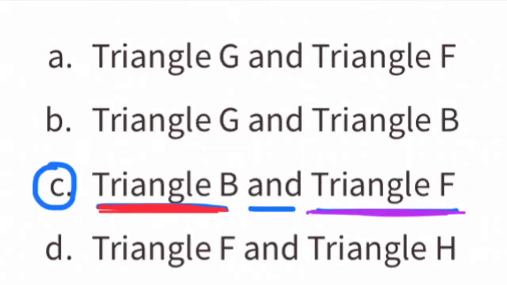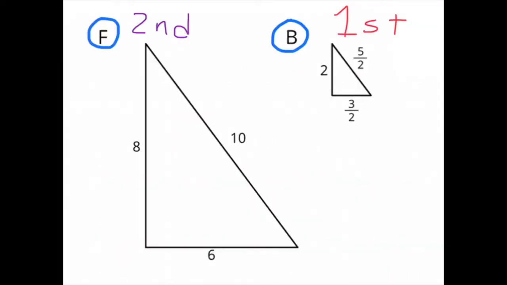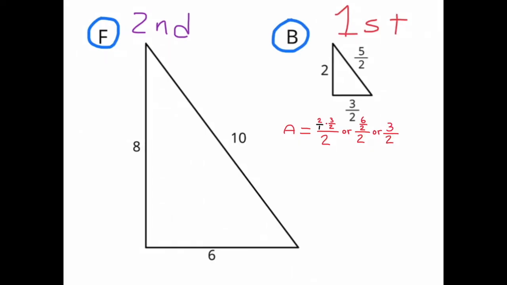C. Triangle B and triangle F. Triangle B is the first triangle mentioned, and triangle F is the second triangle mentioned. The area of triangle B is half of 2 times 3 halves, or half of 6 divided by 2, which is the same as 3 divided by 2. And again, 3 halves, or 3 divided by 2, is equal to 1.5, or 1 and 5 tenths. The area of triangle B is 1 and 5 tenths square units.